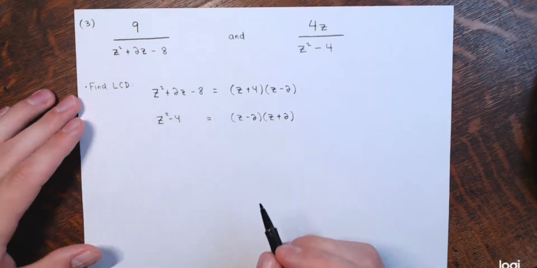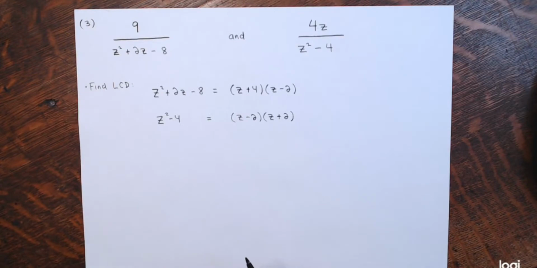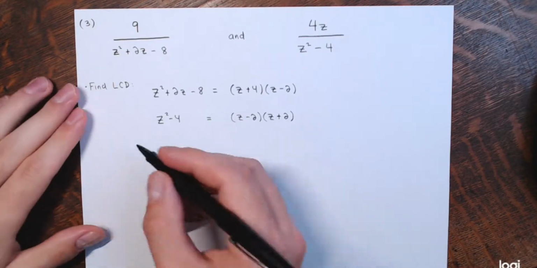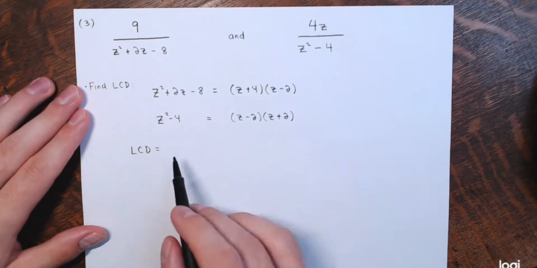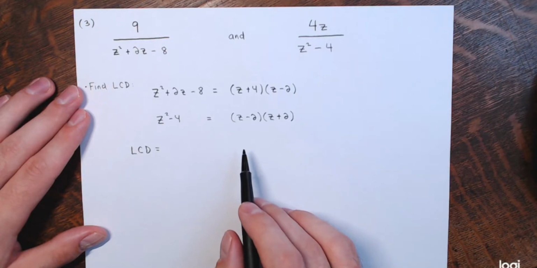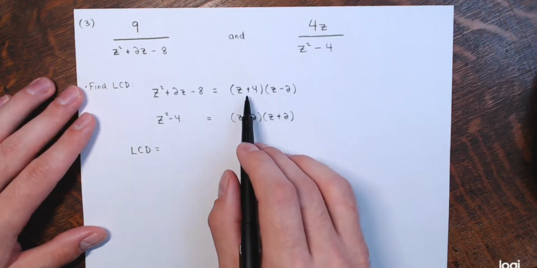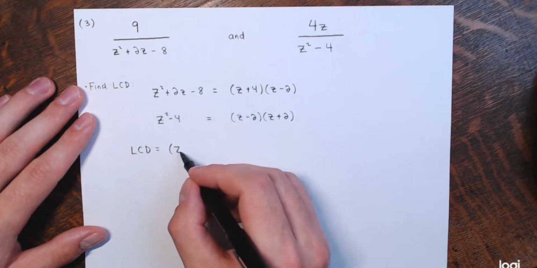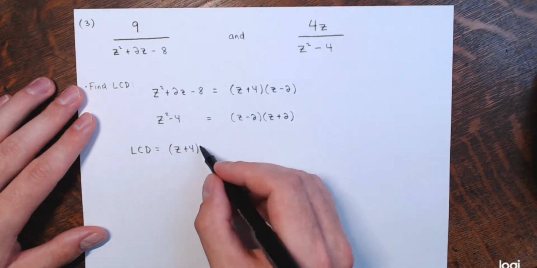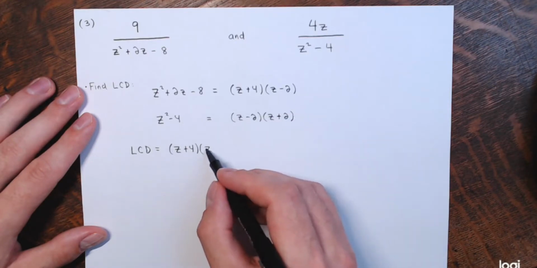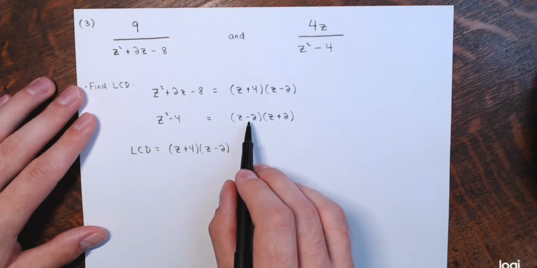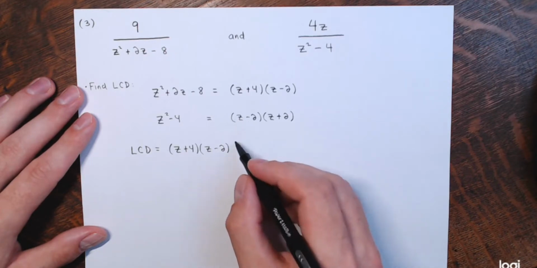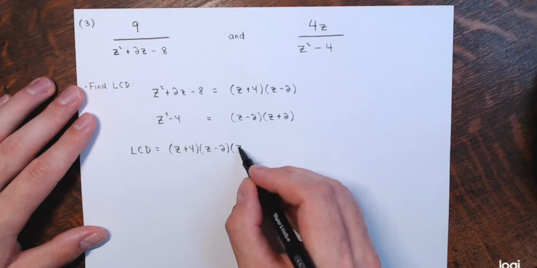Right? And now that I have all the fractions' denominators factored completely, we can very easily now state the LCD. Right, so the LCD is the product of, just list all the factors that show up and don't repeat anything. So we have z plus 4 is a factor, times, we have z minus 2 showing up as a factor. Again, don't write z minus 2 again, right? Don't repeat, and then times z plus 2.